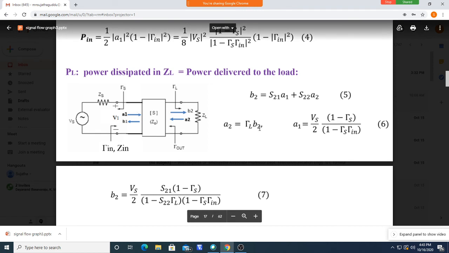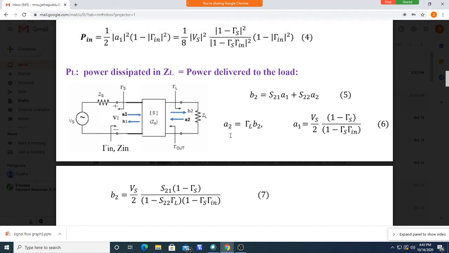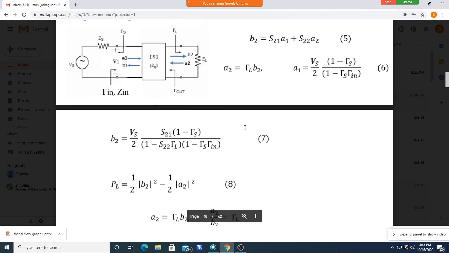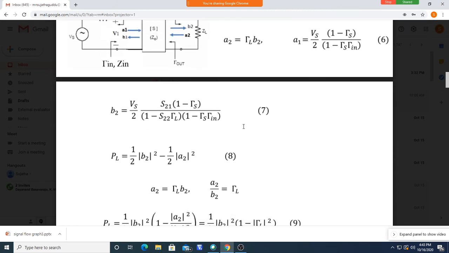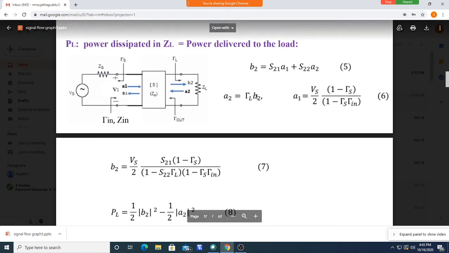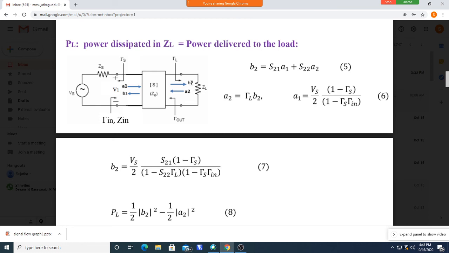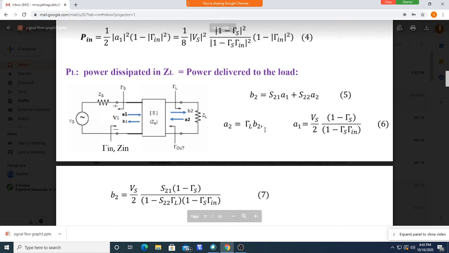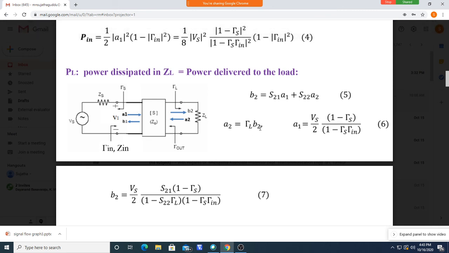A part of B2 reflects back, so A2 by B2 is equal to Gamma L. Sorry, I thought I made a mistake here, but it is correct only, because B2 is the incident wave here, to the load, not a notation error. So A2 is Gamma L times B2, and that is correct.